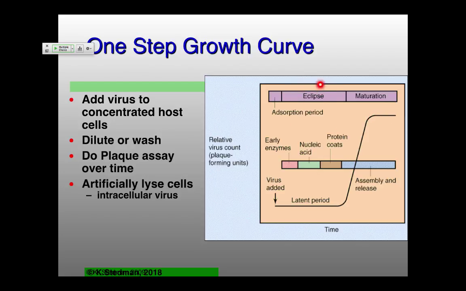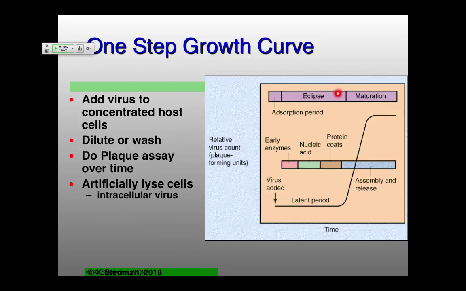People will also talk about an eclipse phase versus a latent phase. The eclipse phase is when you don't see any infectious virus particles either inside or outside the cell. And in order to see if there's any that are present inside the cell, you actually have to artificially break open the cells to see intracellular viruses.